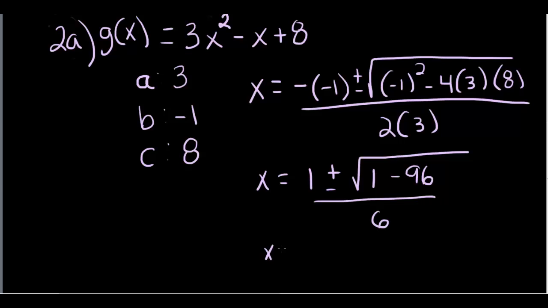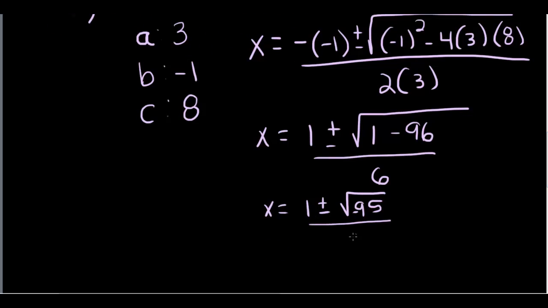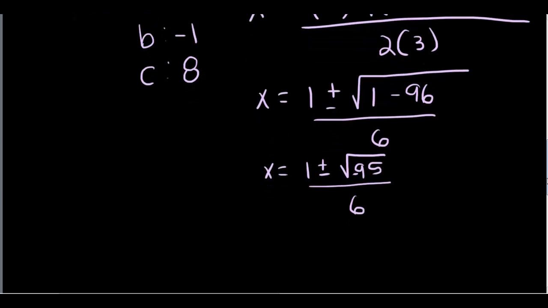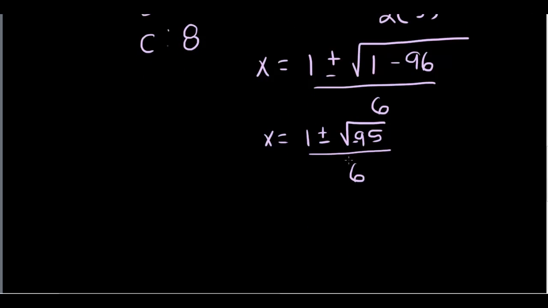So then we'll have x equals 1 plus or minus, 1 minus 96 is the square root of -95, I'm sorry, over 6. I cannot simplify the square root of 95, but I know that the square root of -1 is the imaginary number, it's just i. So 1 plus or minus the square root of 95 times i, over 6. And then that will be the answer.